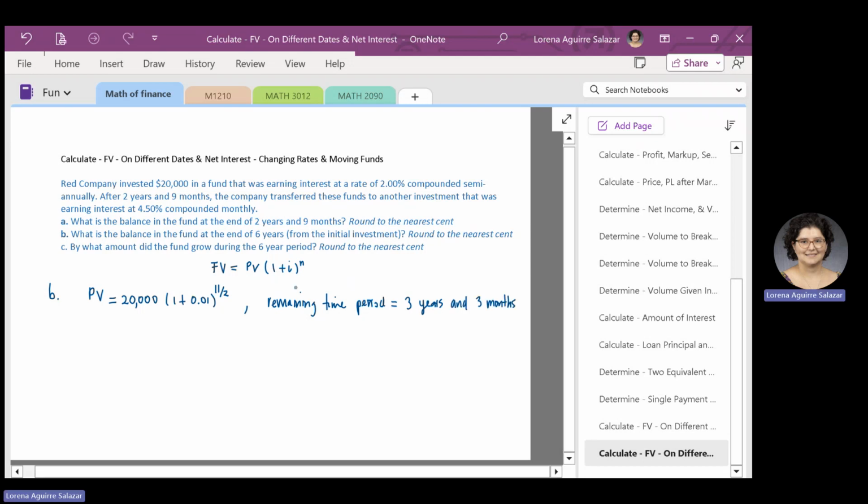You know what happens 2 years and 9 months into the timeline? Now we need to know what happens after 3 years and 3 months pass. So in total, 6 years have passed. That remaining time period can be written in terms of years as 3 plus 3 over 12 years. In other words, that's 13 quarters of a year.